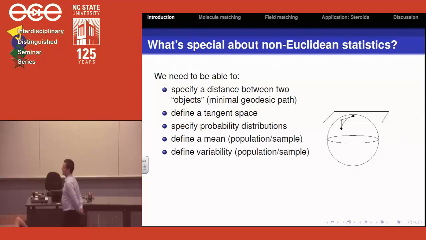I also want to specify probability distributions in this space if I want to do formal statistical inference. So even defining a mean isn't straightforward, and defining variability isn't straightforward. In many situations, if the data are very spread out in our space, it may be that there isn't a unique mean. That's very different from the Euclidean data analysis we're used to, where the mean is defined without ambiguity. So this is one complication.